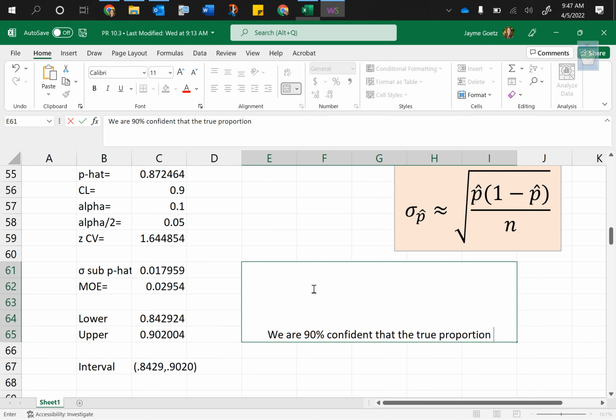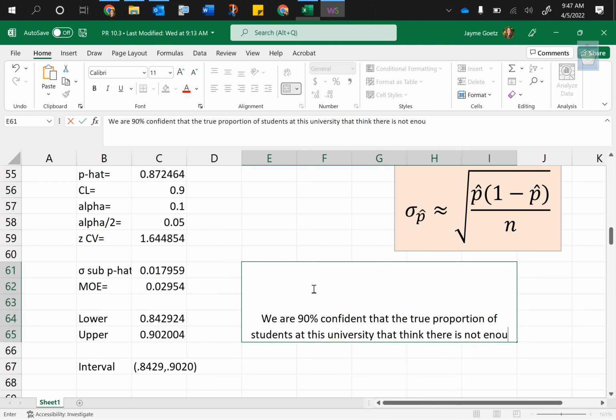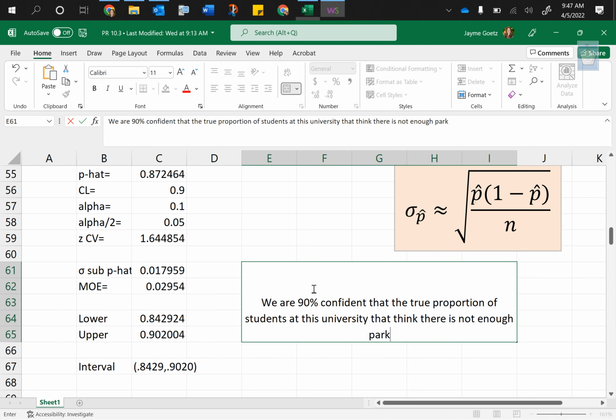Student parking lots. What do they think about the parking lots? Not enough space? Okay, so we are 90% confident that the true proportion of students at this university, because they were specific about that, it's not all students, students at this university think there is not enough parking is between, and then here's the thing, yes, these are proportions, so you can put the decimals, but let's talk about what proportions really are and how our brain understands them a little better. Can we change them to percentages?